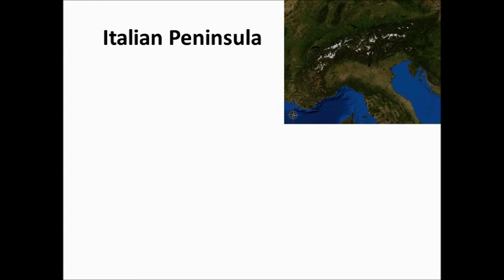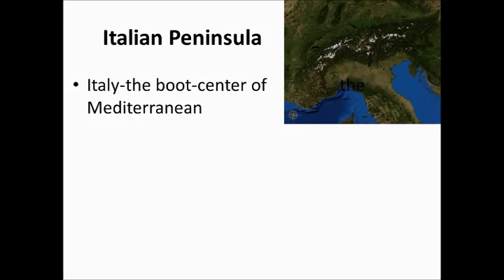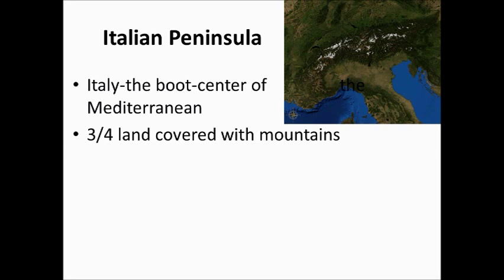Alright, so let's talk about the geography really quickly. The Italian peninsula is ideally located. It is in the center of the Mediterranean Sea, which makes it a great spot to launch for trade and their conquest. They control trade in the entire region. They can go to Africa, to the Middle East, to Greece, to Spain very, very easily.